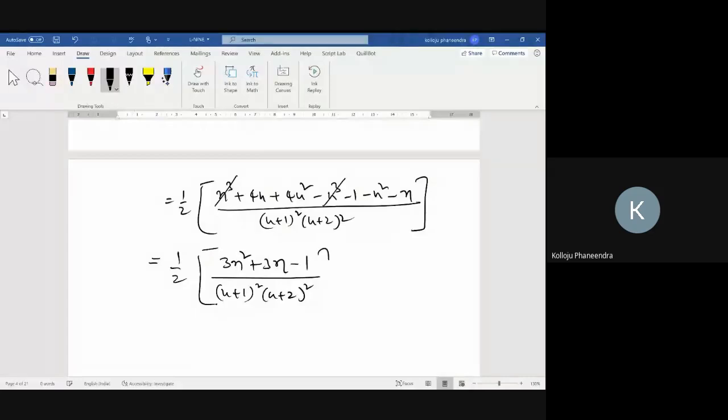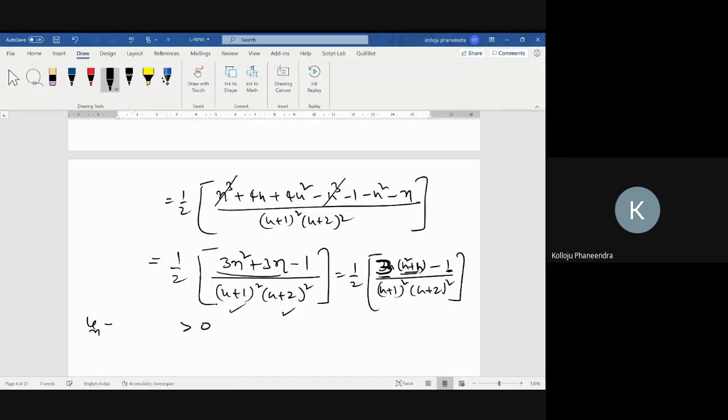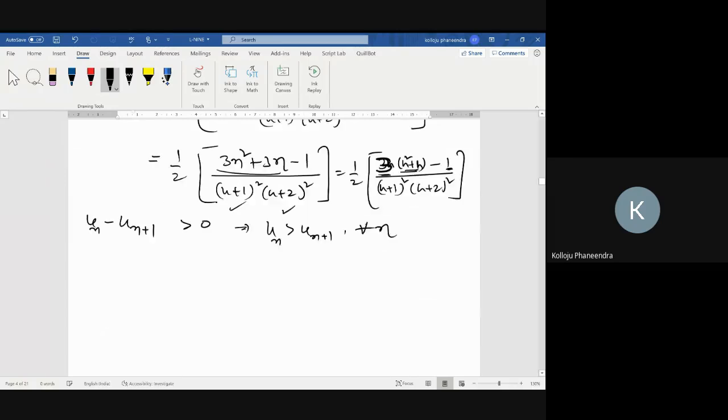Now this whole square means always positive terms, and this one can write 1 by 2. 3n is common. This is n plus 1, n plus 1 minus 1. Anyway, multiplied by 3, I will write like this, 3 into (n square plus n) by (n plus 1) whole square, (n plus 2) whole square. See, this is only 1 and this is multiplied by 3 into some positive value. So definitely greater than 0. Un minus un plus 1 greater than 0. So un is greater than un plus 1. This is true for all n. First condition of Leibniz rule satisfied.